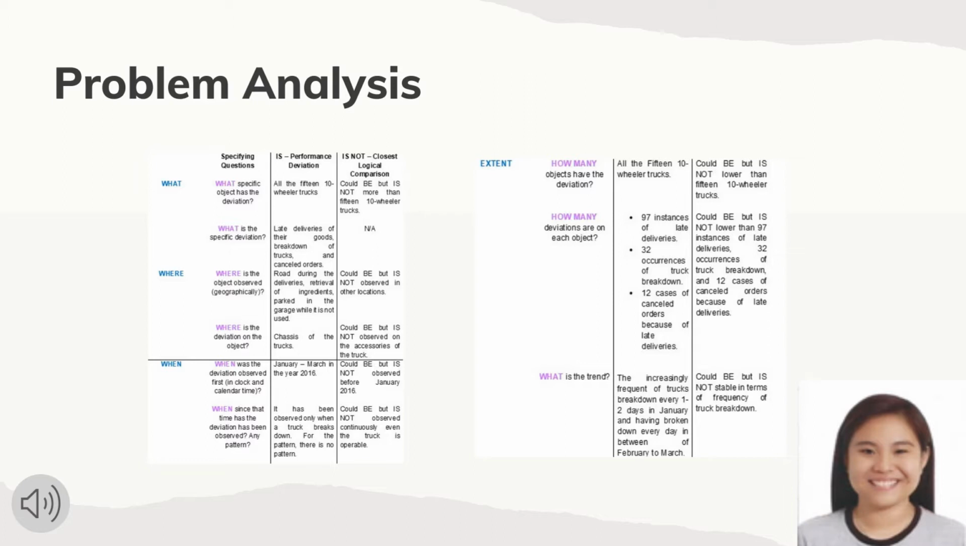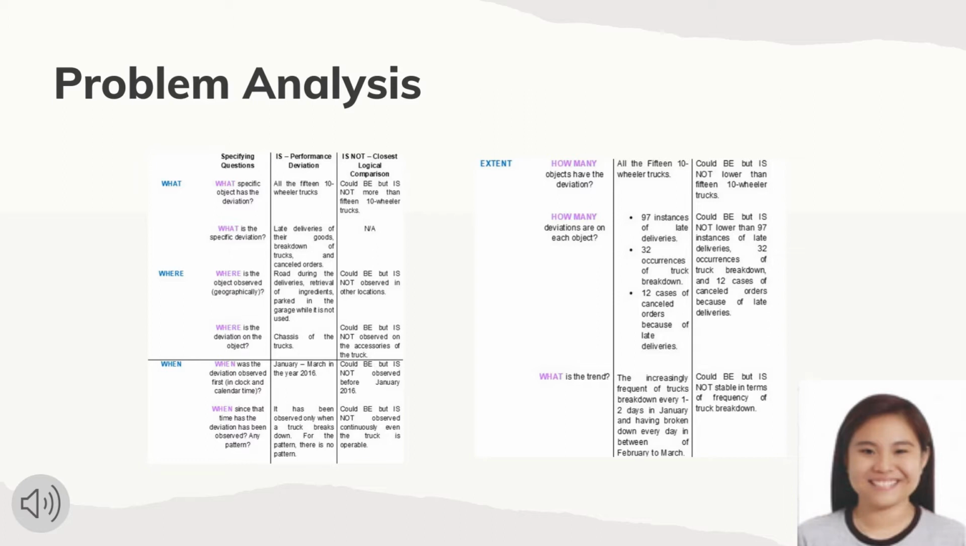For the when, when was the deviation first observed, in clock and calendar time? When, since the time the deviation has been observed. Any pattern? January to March in the year 2016. It has been observed only when a truck breaks down. For the pattern, there is no pattern. Could be but is not observed before January 2016. Could be but is not observed continuously even if the truck is operable.